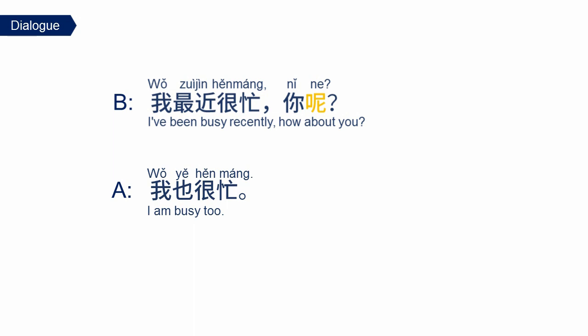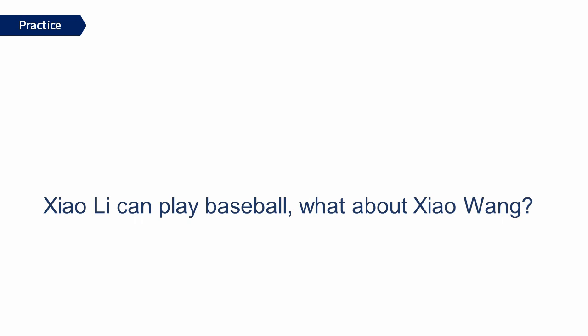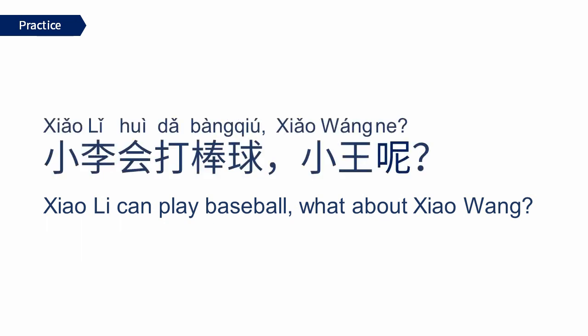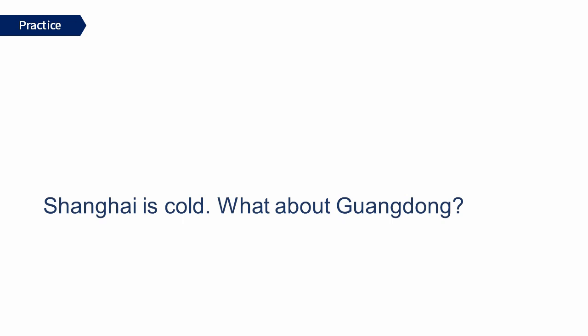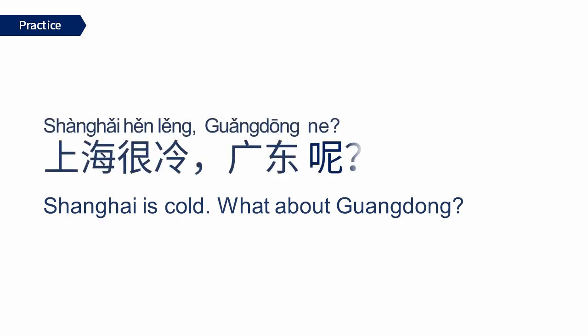Now, let's do some more practice. First one, 小李 can play baseball. What about 小王? How do we say in Chinese? Yes, 小李会打棒球。小王呢？小王呢 equals to 小王会打棒球吗？会 plus a skill 会打棒球。Here comes the next one. Shanghai is cold. What about 广东？上海很冷，广东呢？Excellent.